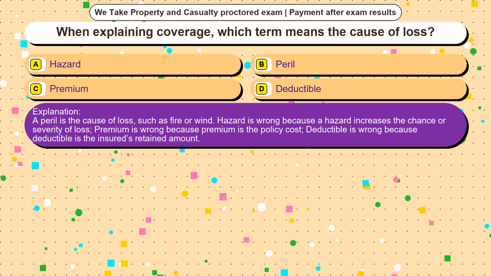A peril is the cause of loss, such as fire or wind. Hazard is wrong because a hazard increases the chance or severity of loss. Premium is wrong because premium is the policy cost. Deductible is wrong because deductible is the insured's retained amount.